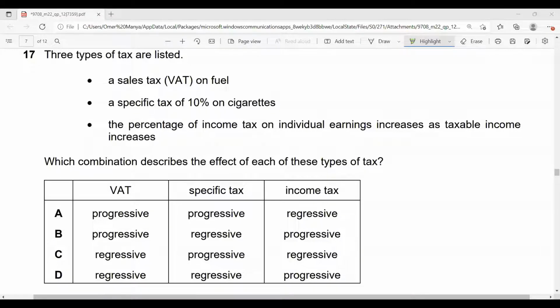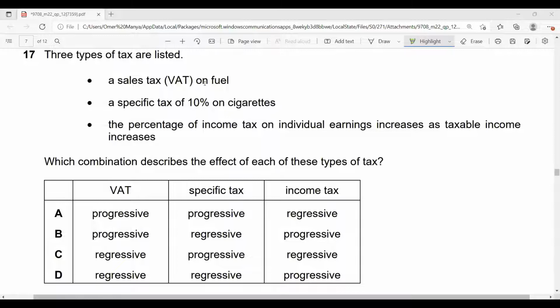Progressive tax is one where the average tax burden increases as income increases. A regressive tax, on the other hand, is where the average tax burden actually decreases as income increases. In other words, low income earners end up paying a greater proportion of their income in taxes than high income earners. A sales tax allows governments to collect tax from the consumer at the point of purchase.